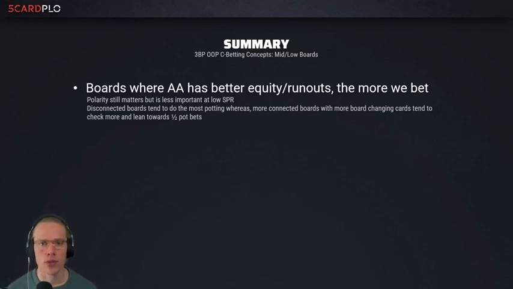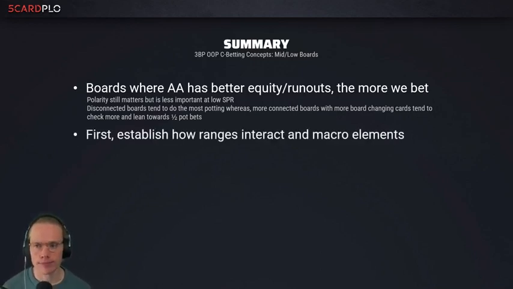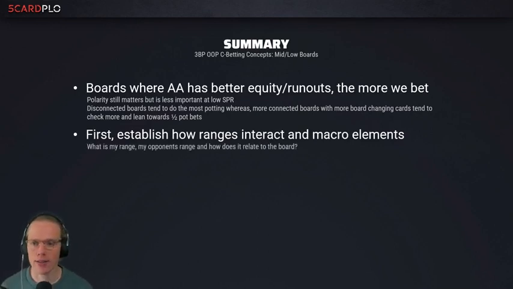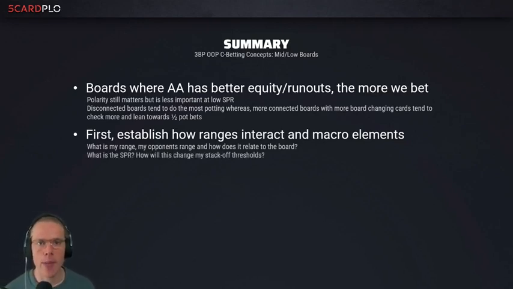The main thing we want to establish once we 3-bet and get called is the macro elements of the hand: what your opponent's range is, what my range is, and how it interacts with this board. Think about how aces interact. Also consider what the stack-to-pot ratio is and how this will adjust our strategy. If it is a high SPR scenario, like if you are deeper, you maybe want to check a bit more. You want to think more about polarity. Whereas at a lower SPR, we can think more about our overall equity and not so much about our polarity or our runouts.